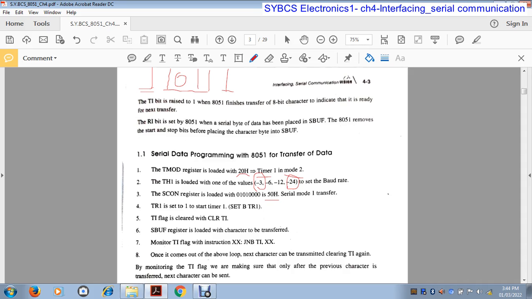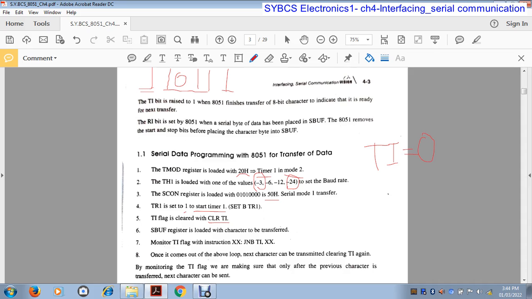Then TR1 is set to 1, that means start the timer by the SETB TR1 instruction that we saw in chapter 3. So TR1 is set to 1, which indicates that the timer is started. Then the TI flag is cleared with CLR TI. When TI is equal to 0, the transmission is not yet completed.